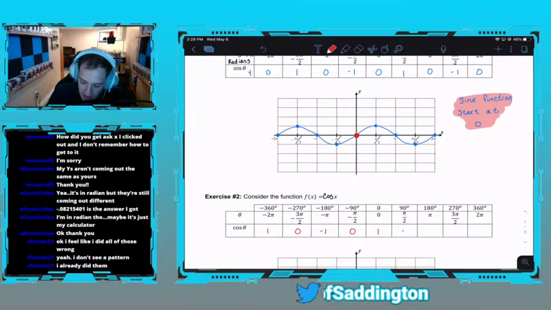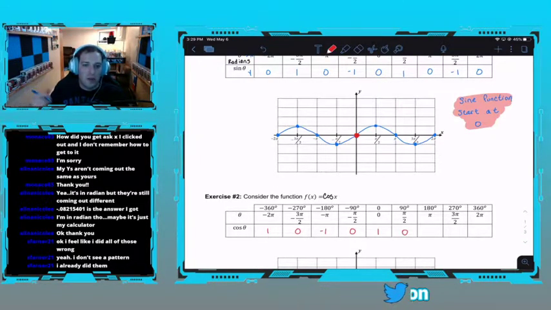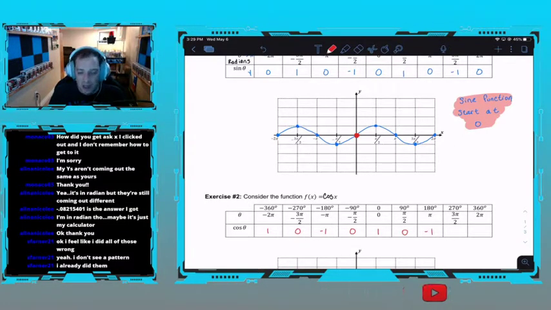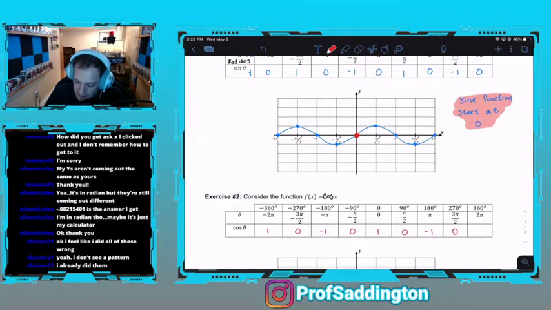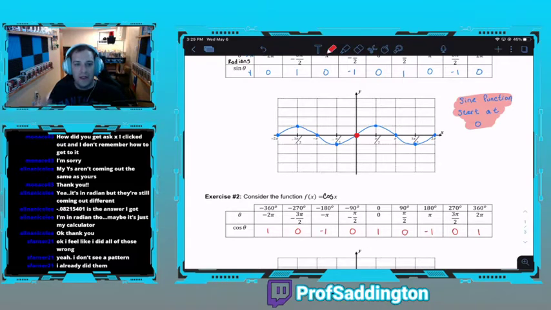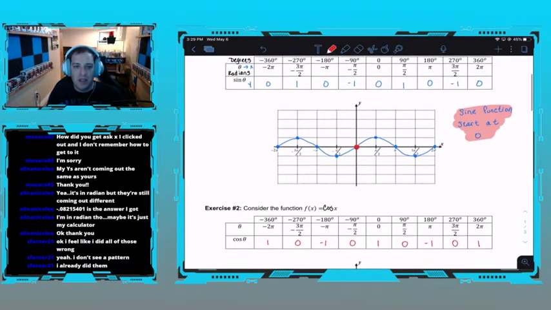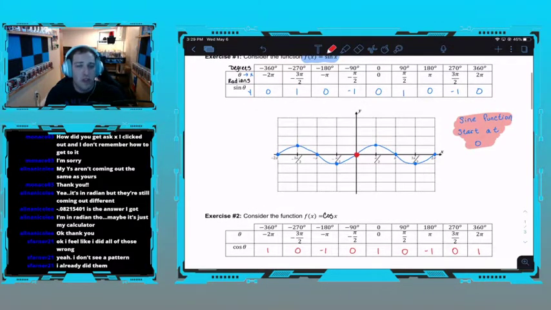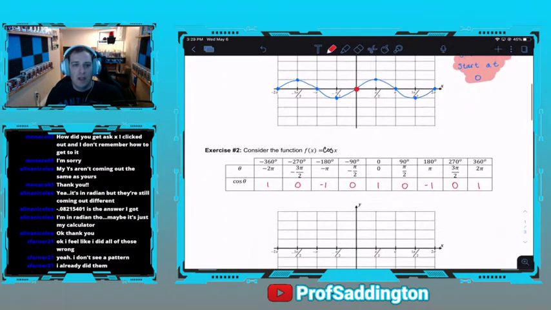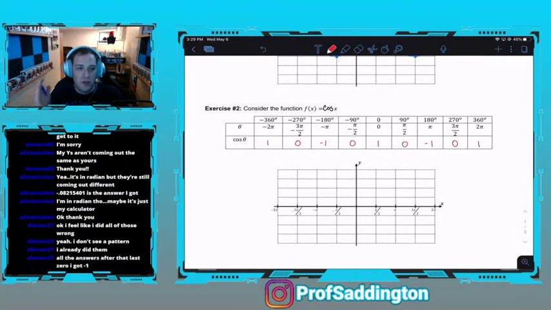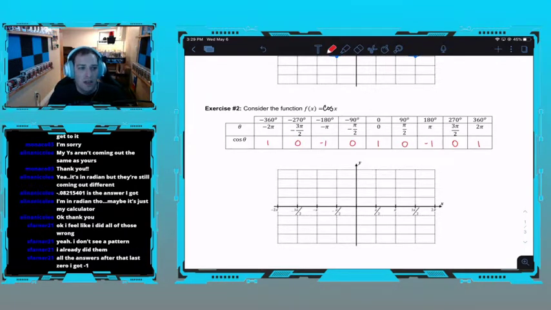So the next one is going to be 0 because it's going to start working its way back down until we get to negative 1. And then it's going to work its way back up to positive 1. So we're getting all the same numbers, but you're going to notice that those numbers don't match up with the same answers we had for sine because we're doing a different trig function. So again, if your calculator's giving you different answers, for now, just write down what we have. All the answers after that last 0, I got negative 1.